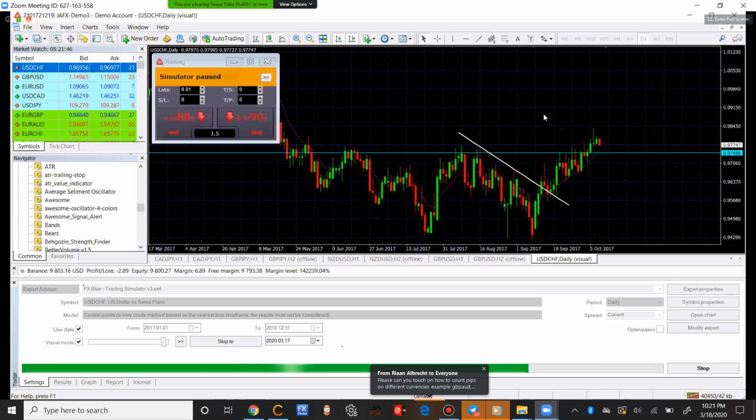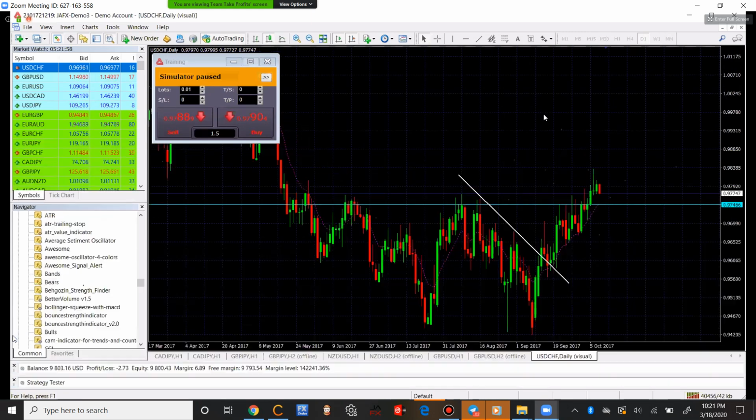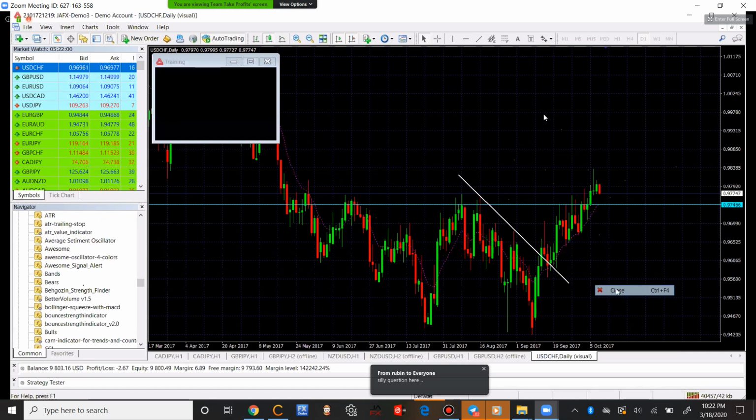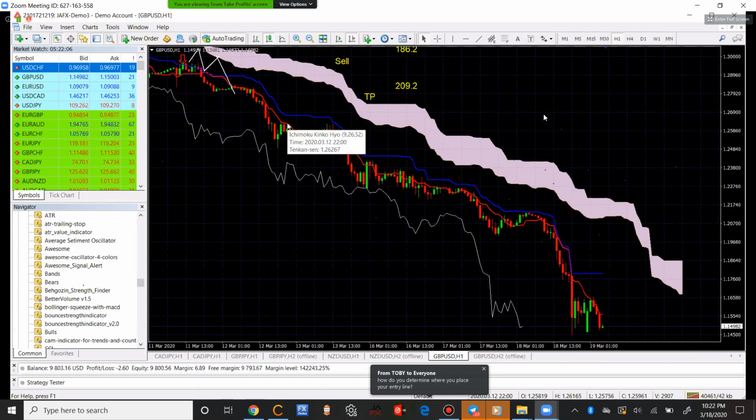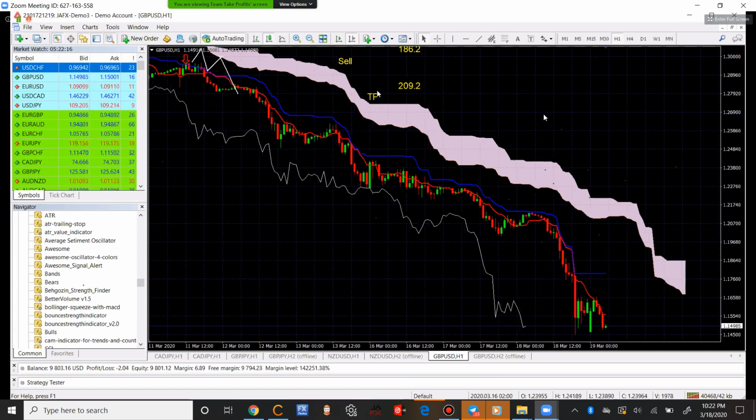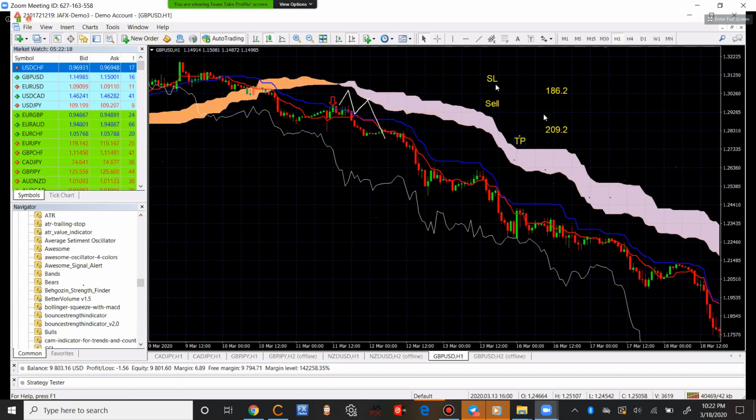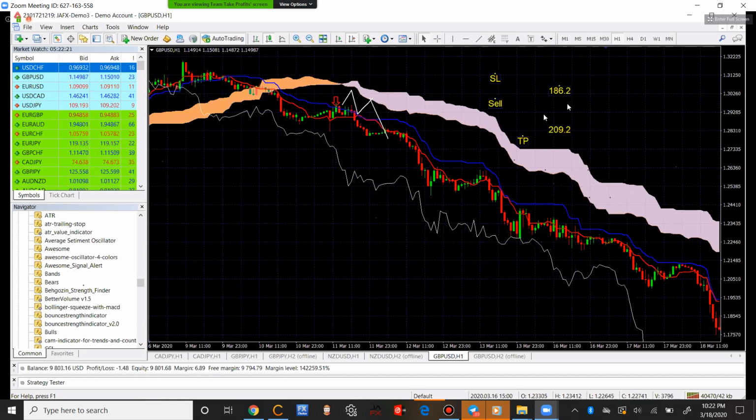Can you please touch on how to count pips on different currencies again? GBP, XAUD. Okay, let's do that. Let me close this out.